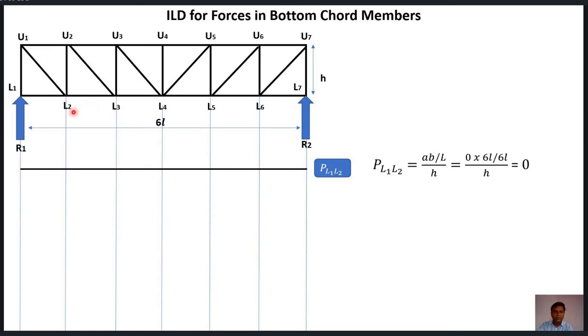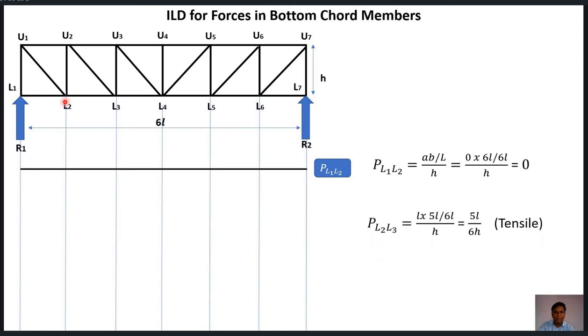Now to draw the influence line diagram for L2L3, again you observe its opposite joint, that is U2. So one thing is confirmed, that to draw the influence line diagram for PL2L3, the maximum ordinate must be occurring at the position of U2. So somewhere here the maximum ordinate will occur for PL2L3, and let us see how to find its magnitude.